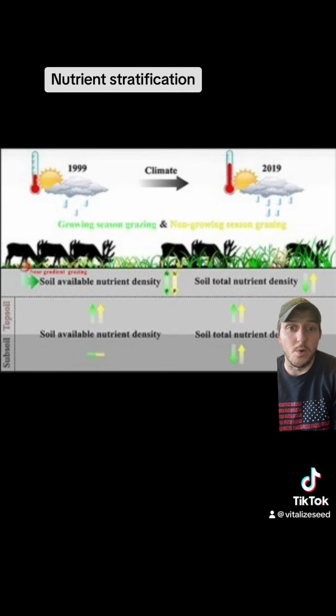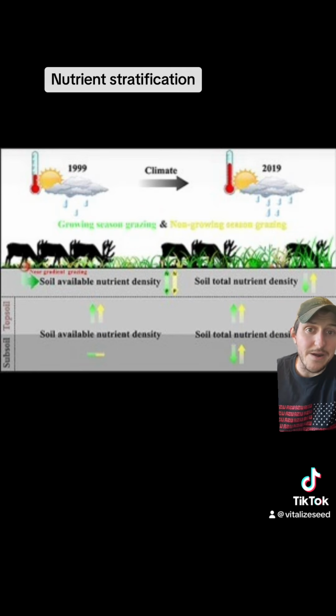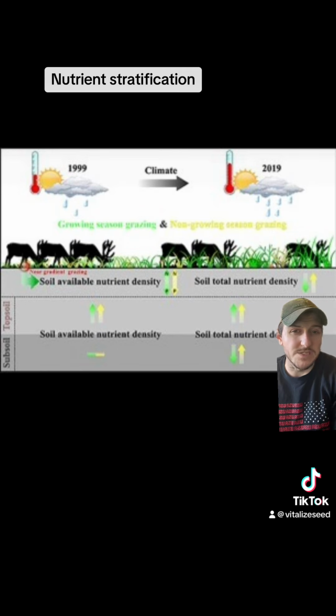So you have a little bit more diversity in root flow and also more nutrient movement. And this was specifically around grazing. So you had your growing season grazing versus what they call non-growing season, so more of your dormant season grazing.